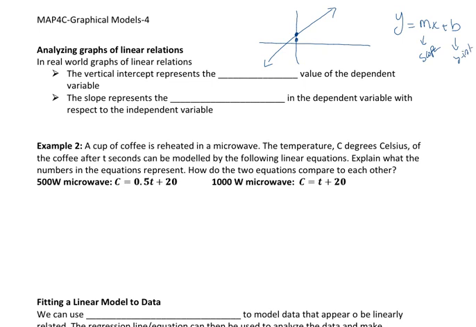So when I'm analyzing a linear graph, I'm going to have to look at these two things, the y-intercept and the slope. So the vertical intercept, which is the y-intercept, represents the value of the dependent variable.